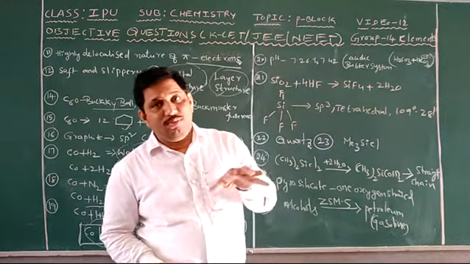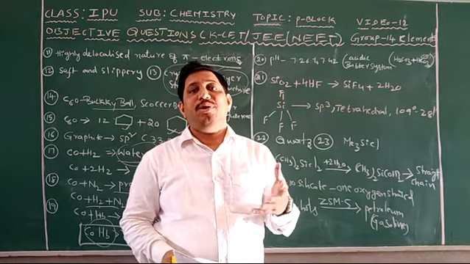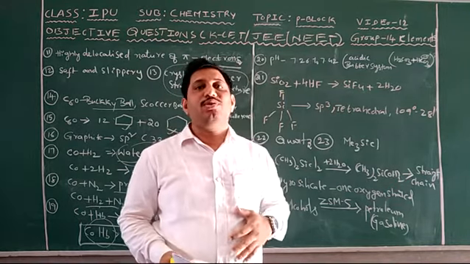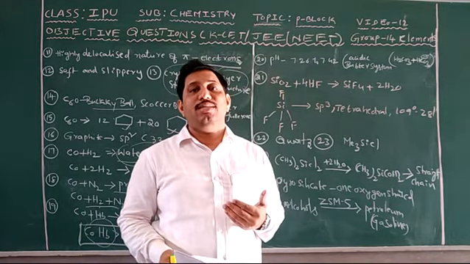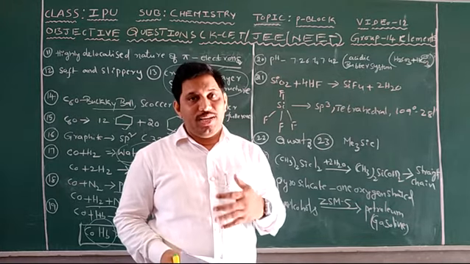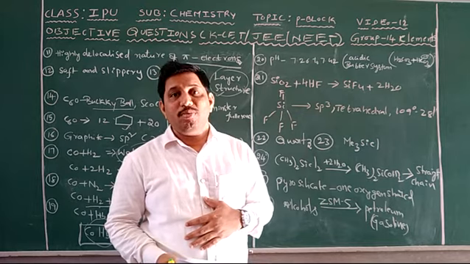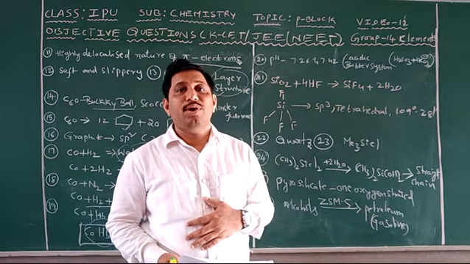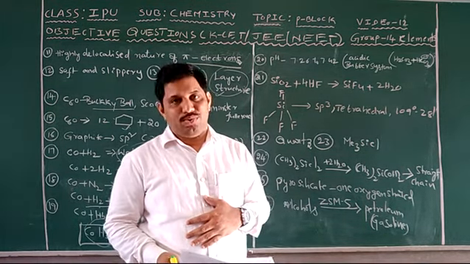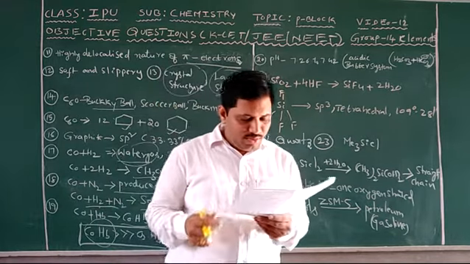We know that a buffer solution resists the change in pH value on the addition of a small amount of strong acid or strong base. Due to the acidic buffer system, the pH of human blood is always constant, that is 7.26 to 7.42. Clear, students? Right. Next, question number 21.